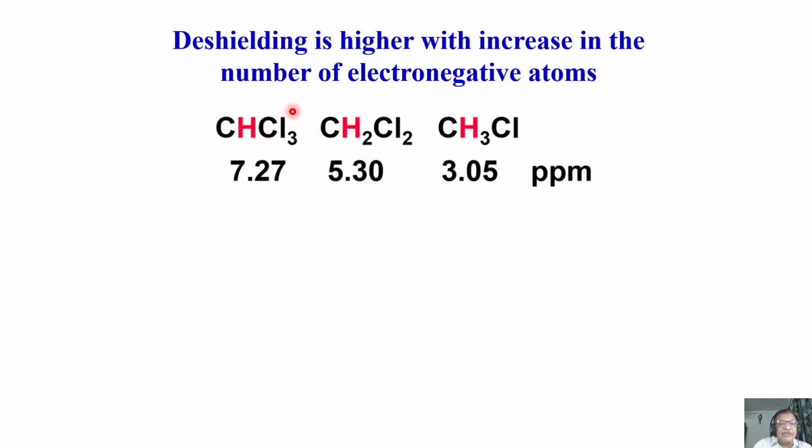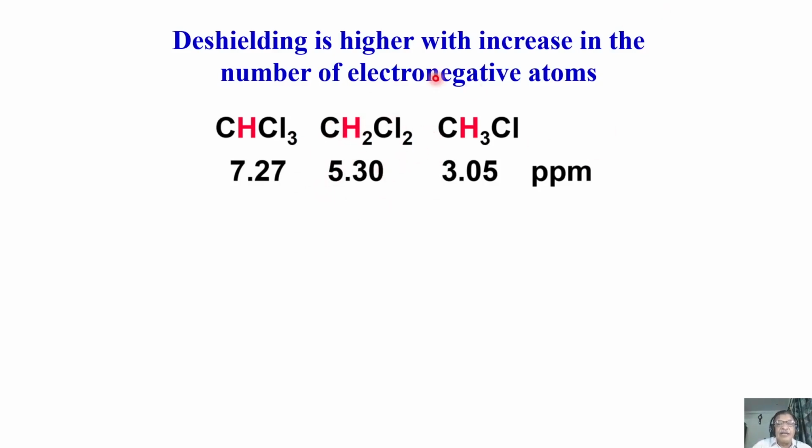Now instead of 3 chlorines, I put 2 chlorine atoms and make this molecule CH2Cl2. Now what happened? You reduced one of the electronegative chlorine atoms. Instead of Cl3, you made it Cl2. So as a consequence of reduction of one of the electronegative atoms, the deshielding effect reduced. So the proton which was coming at 7.27 moved to 5.3 ppm. Again, it gives a single peak because both these protons are equivalent. It gives us a single peak at 5.3 ppm.